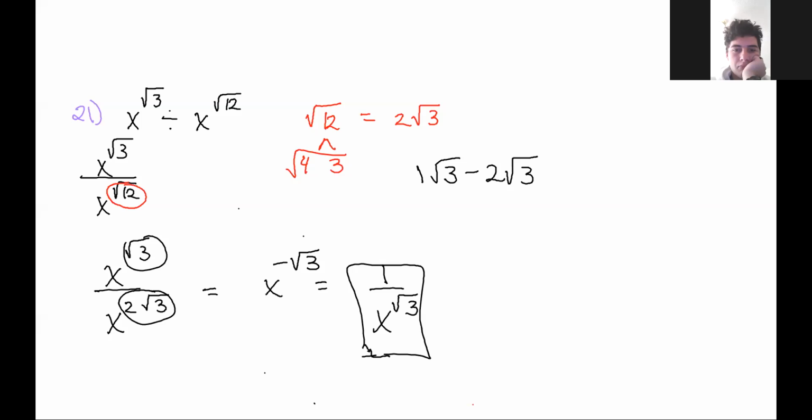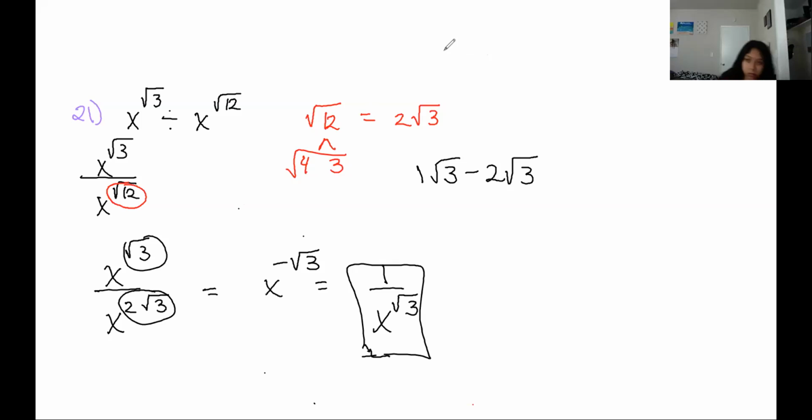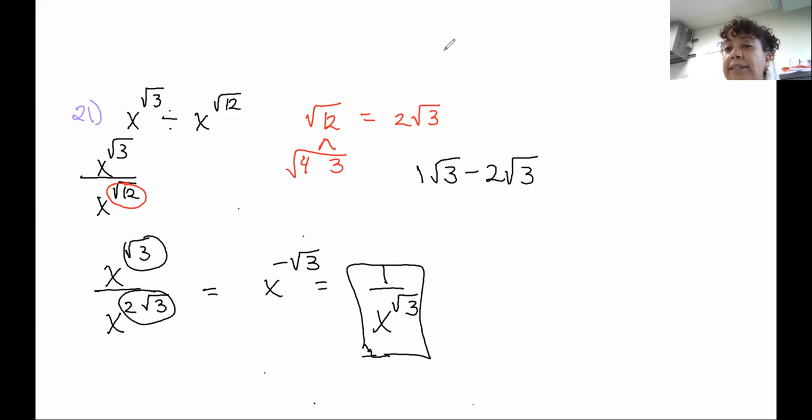Okay. So can everybody see the work, and does anybody need it up for a few more seconds before I erase? Safe to erase. Okay, I am moving on now to number 23.